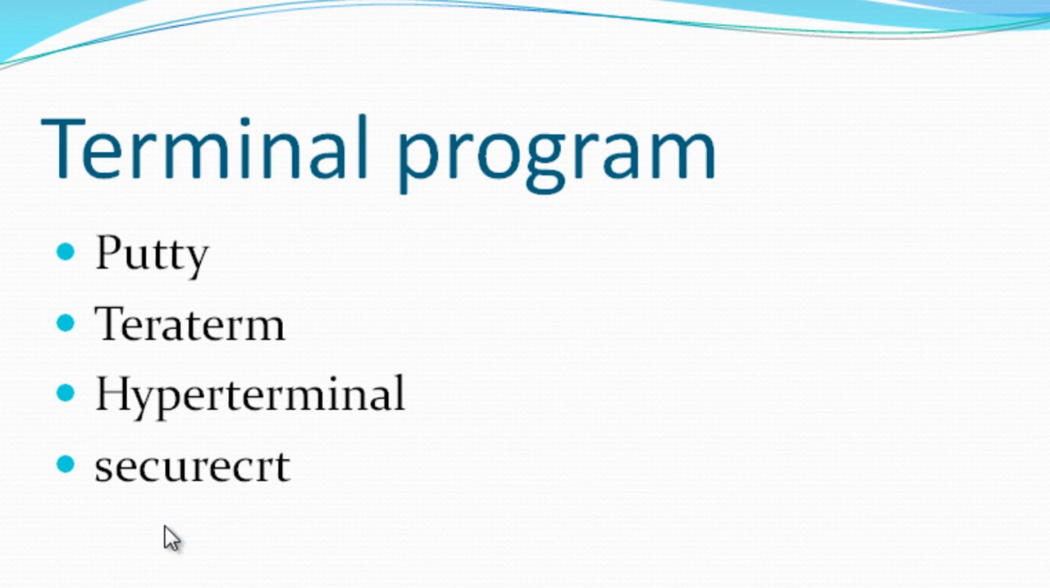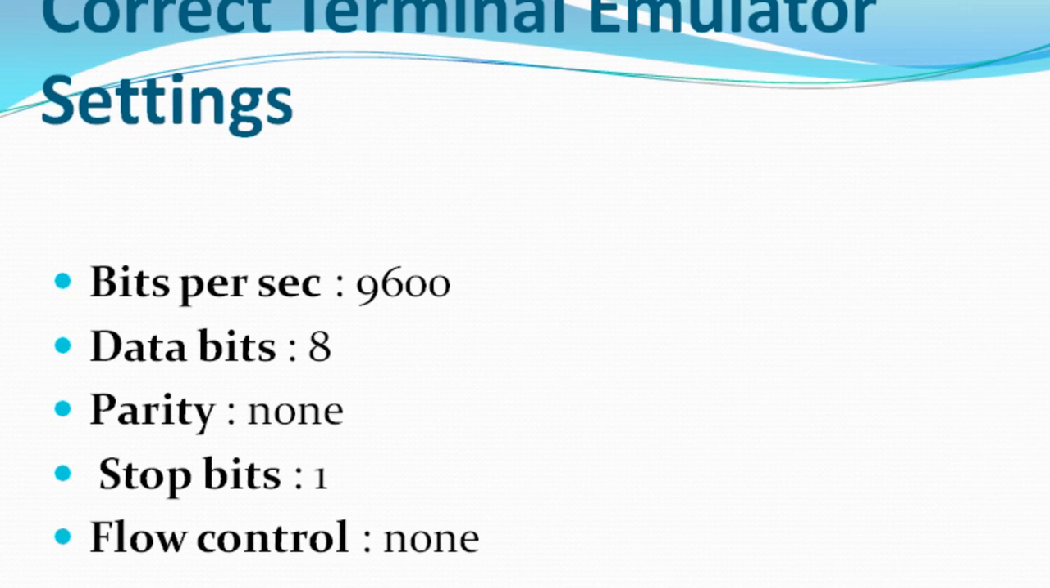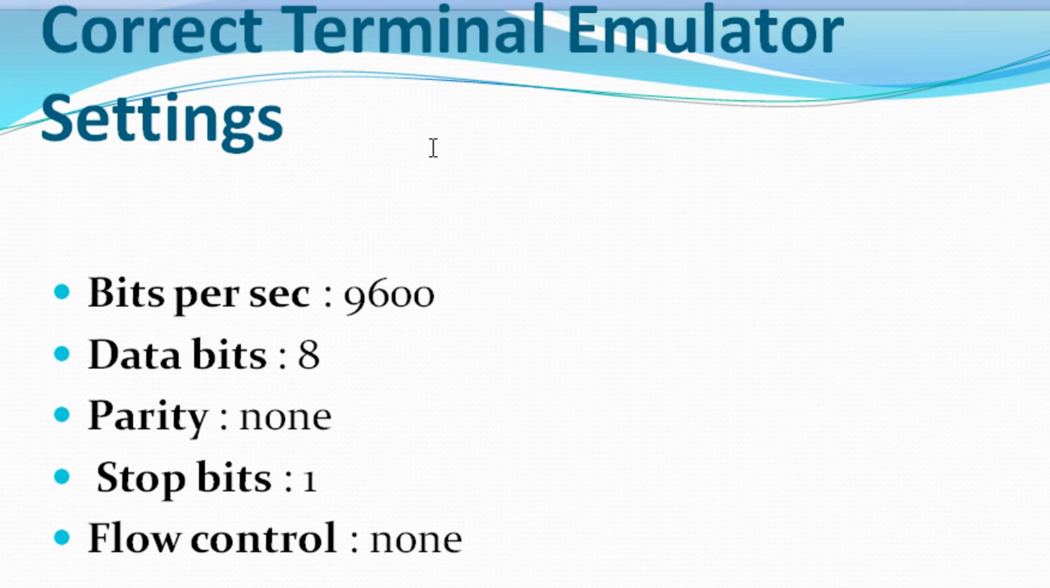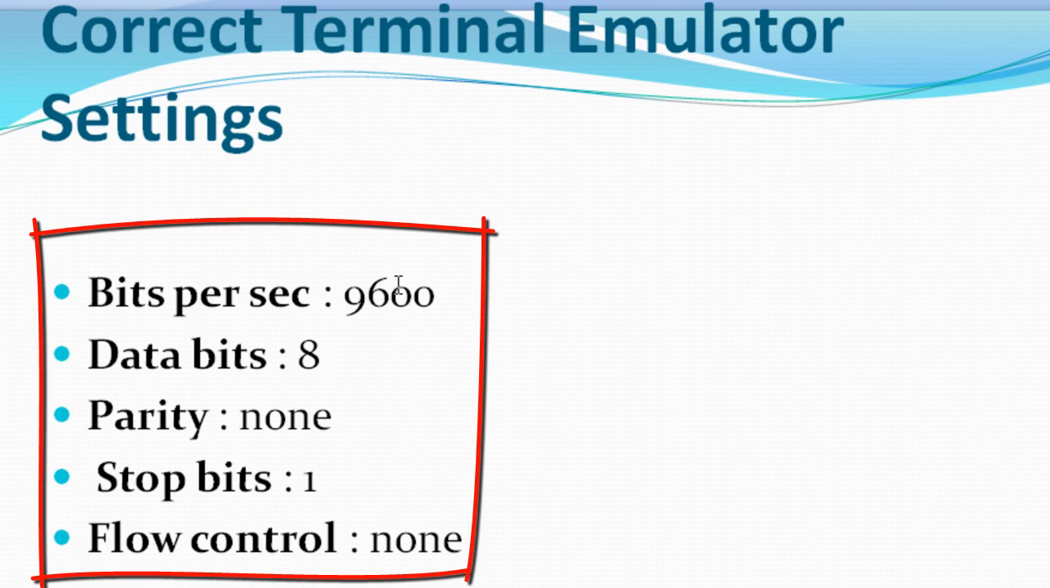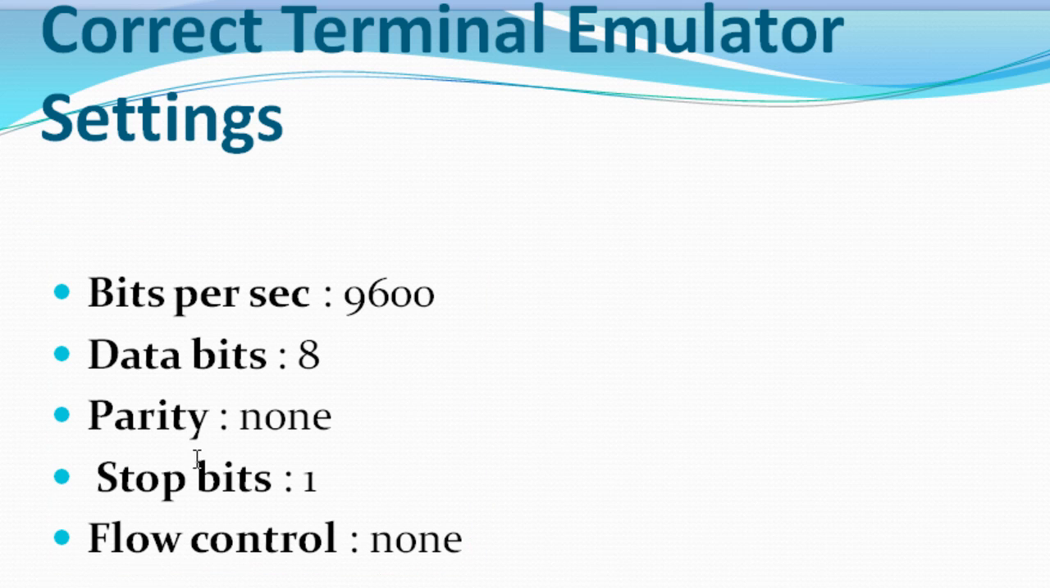So once you have your terminal program installed, you need to put some settings on that terminal program. And these settings, I didn't make these settings. I just took them from Cisco. Cisco advises you to use these settings on your terminal program in order to have console connection on your router.